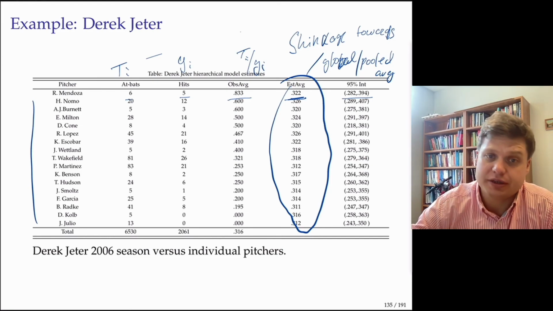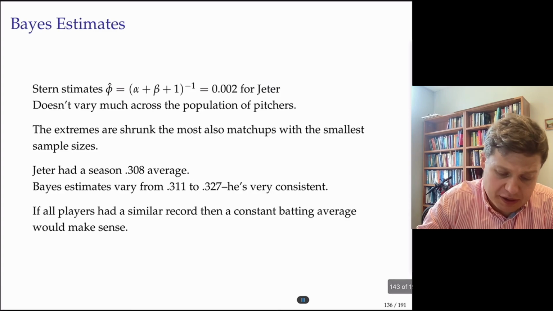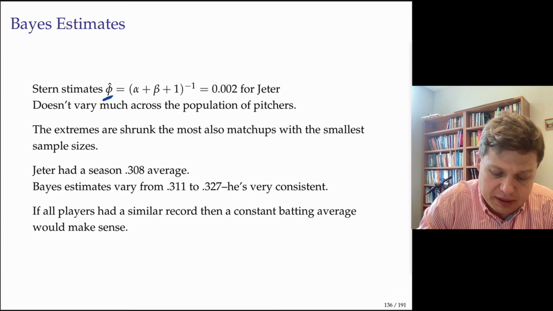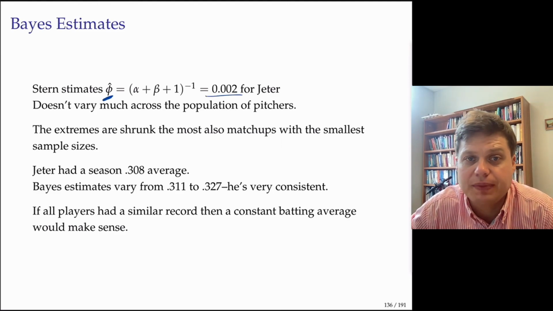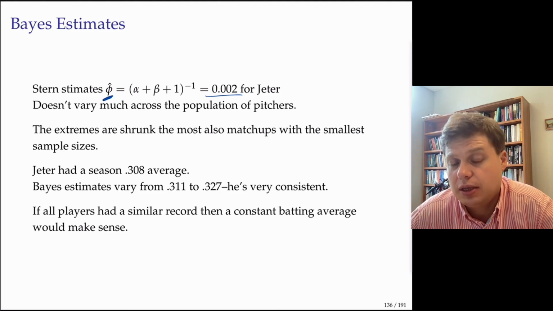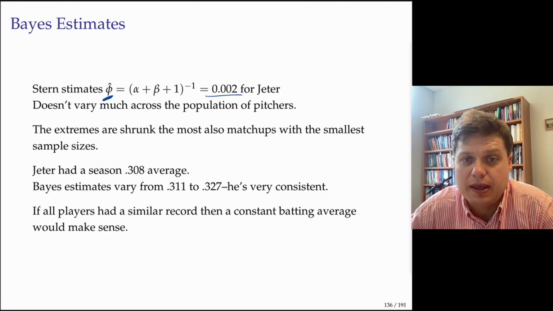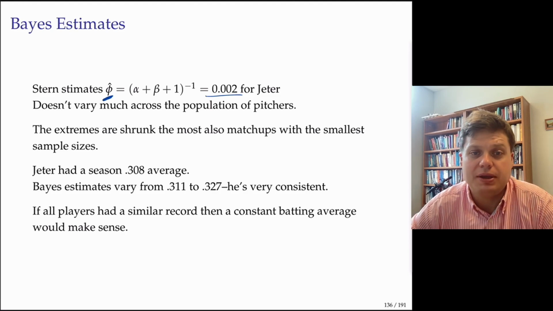It's biased, but lower variance, you remember. This multiplicative term for the variance, alpha plus beta plus 1, is just 0.02 for Jeter, so it doesn't vary much across the population of pitchers. He is very consistent, and the extremes are shrunk. The most shrinkage also matches up with the smallest sample sizes. The smaller the sample size, the more shrinkage you get, which makes sense, so the sample that comes from a small number of observations gets less weight. Again, his average for the season was .308, and the Bayes estimates varied from .311 to .327. So he's very consistent. And if all players had a similar record, then a constant batting average would make sense.